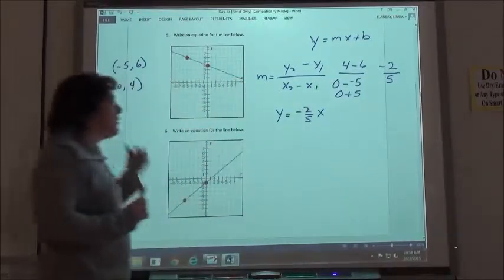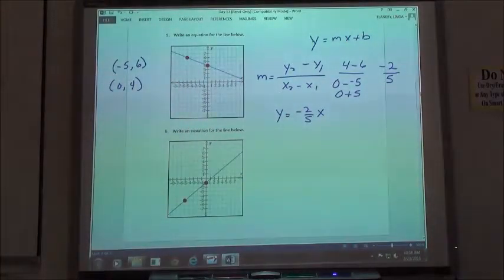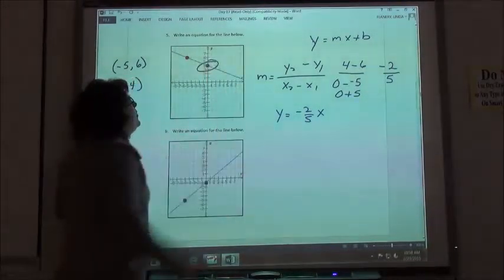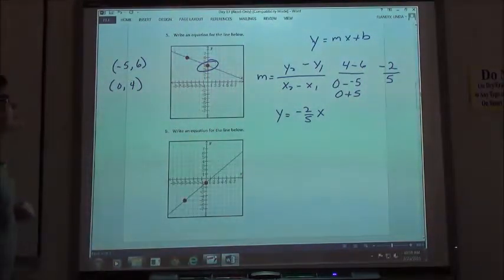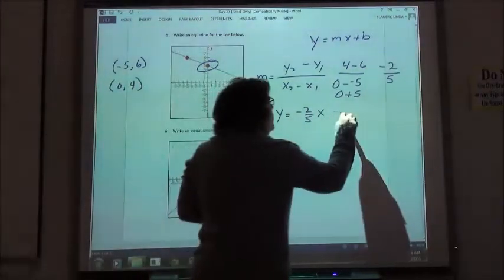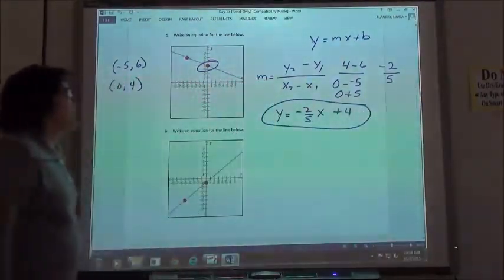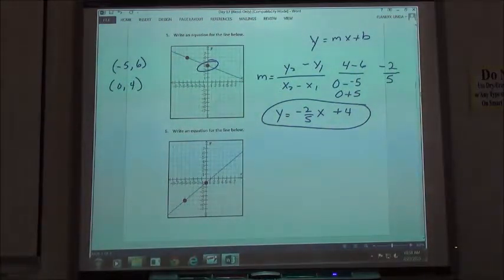Make sure that x goes behind that fraction, not down on the bottom with the 5. Then I've got to find my y-intercept. My y-intercept, where is it touching the y-axis? It's touching at 4. So plus 4. So y equals negative 2/5 x plus 4 is the equation of that line.